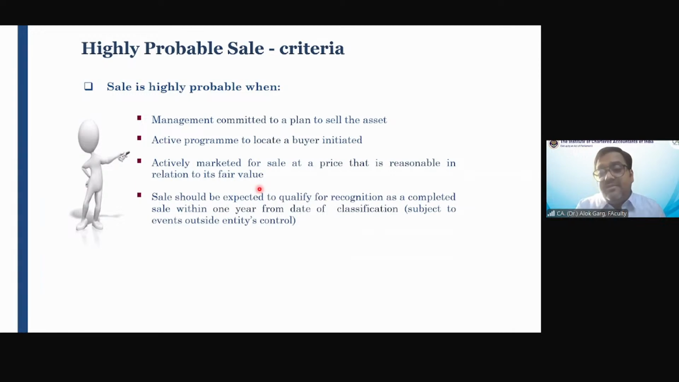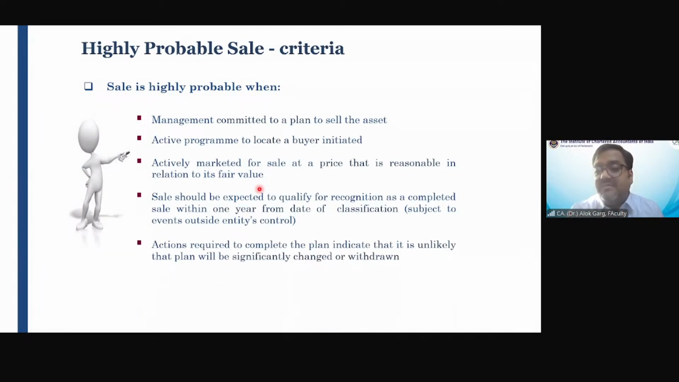Then Rahul has asked, do you expect that your asset will actually be sold within 1 year from the date of classification as held for sale? Rahul was told, yes, we are committed. We have already started searching for a buyer. Our price is reasonable, right? And with all these efforts, we expect that we will be able to conclude this actual sale within 1 year. Okay, Rahul said, okay. Then the fifth question Rahul has asked.